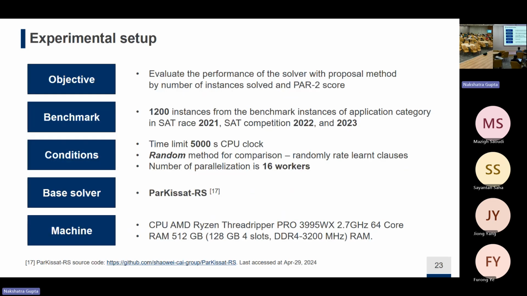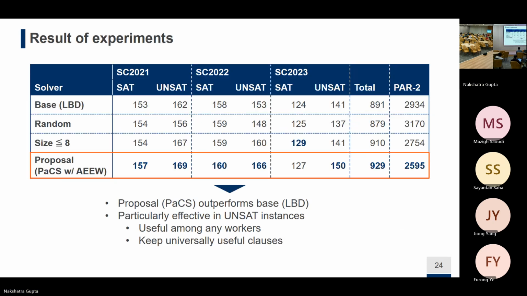Here is our experimental setup. We compared the performance of solvers by measuring the number of instances solved and PAR-2 scores. The benchmark set we used was 1,200 instances from three years of SAT competitions, and the time limit was 5,000 seconds. The number of parallel workers is 16. As the base solver, we used ParkSat RS, and we modified it to implement the AEW on top of it. This table shows the result.